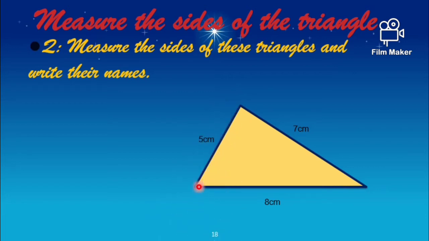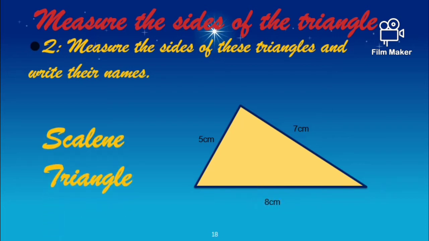This triangle has all different sides. One side is 5 centimeters, the other side is 7 centimeters and the third side is 8 centimeters. This type of triangle which has no equal side, what type of triangle is this? It is a scalene triangle, because a scalene triangle is a triangle which has no equal side. So this triangle has no equal sides, that's why this type of triangle is called a scalene triangle.